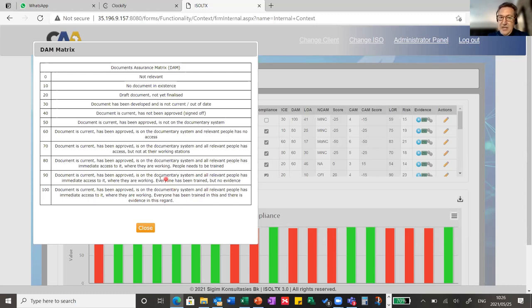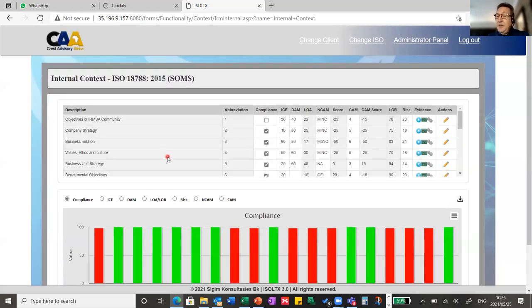Now, you can see if we are going backwards, we are taking one part of the evidence away, but no evidence. People need to be trained. So now we are saying here, it is a 40% because the document is current, but not yet approved. So there has been thinking going into it. And you can see the level of assurance. It has now dropped from about 100% to 22%. Now, this is in real time. You can see it here. I'm not manipulating the system at all.